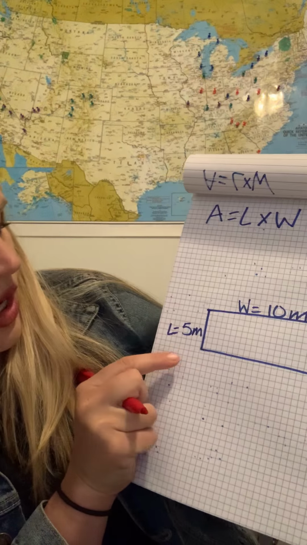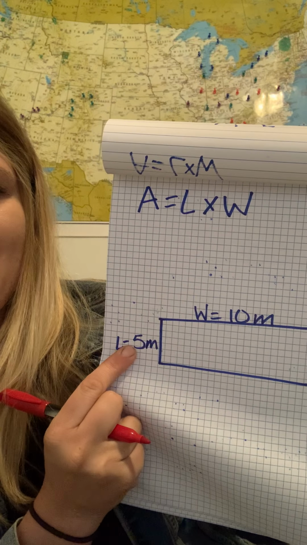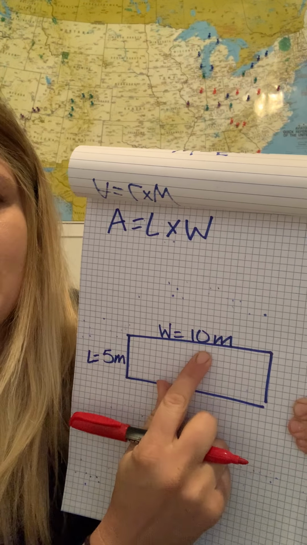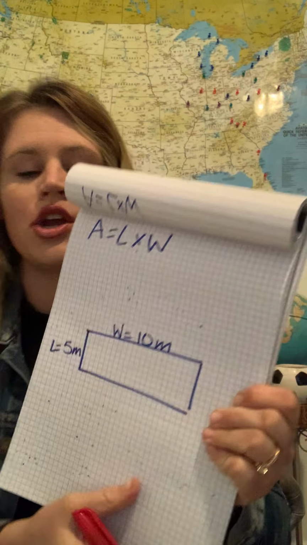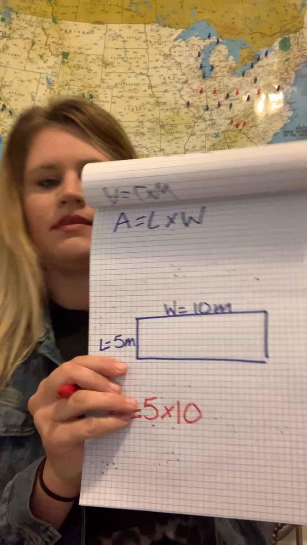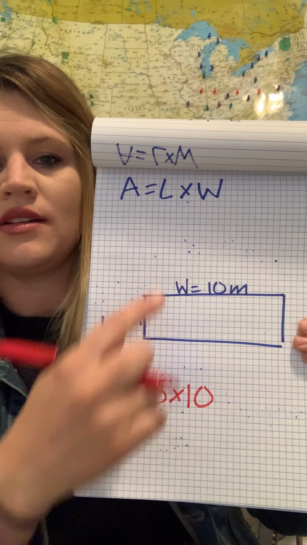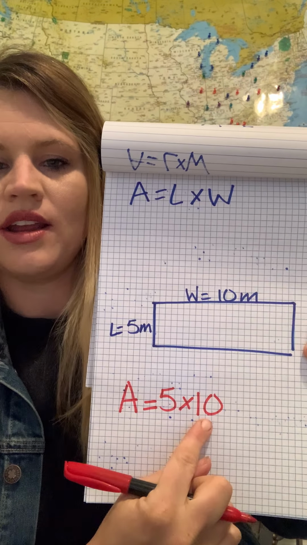So I'm gonna do one now. This time I'm gonna be working with meters. So I have my length is 5 meters and my width is 10 meters. Well, I'm gonna plug it into my equation. So I'm trying to find A, which is area. So I'm gonna go A is equal to 5 times 10, just like that. Literally, I plugged in the length and the width here, and now I'm gonna multiply it. So 5 times 10, let's see, it's 50.